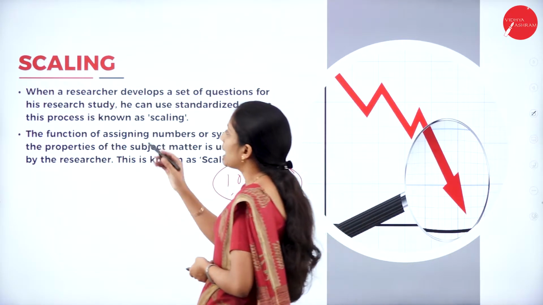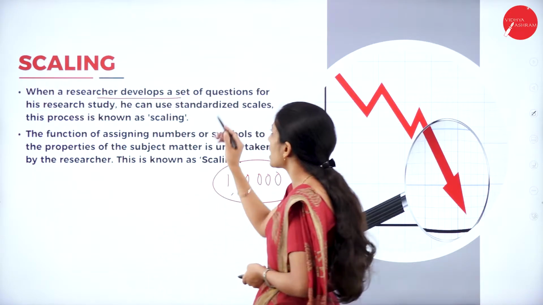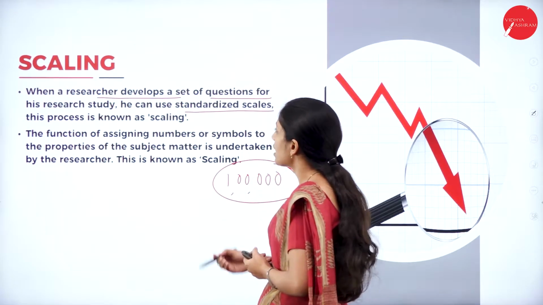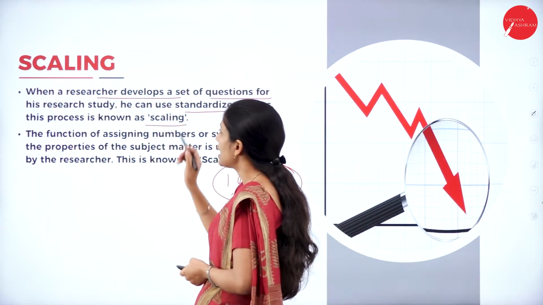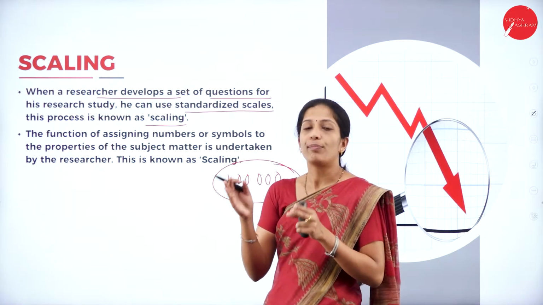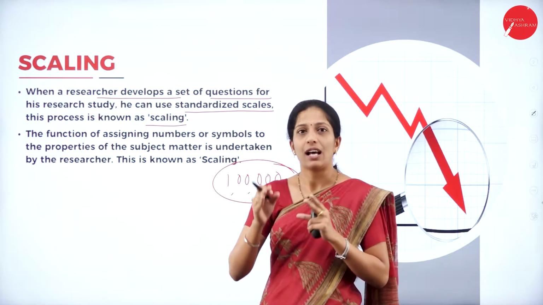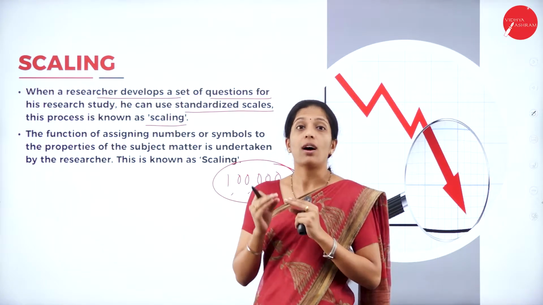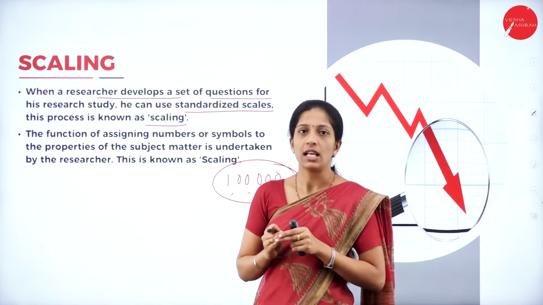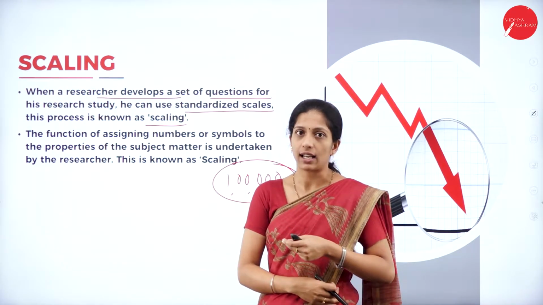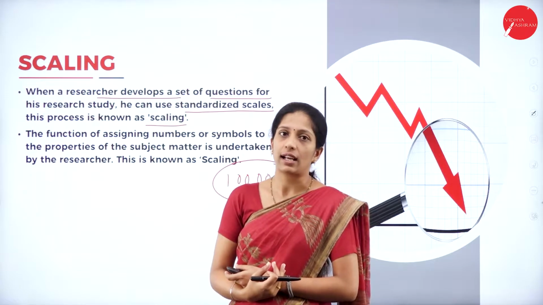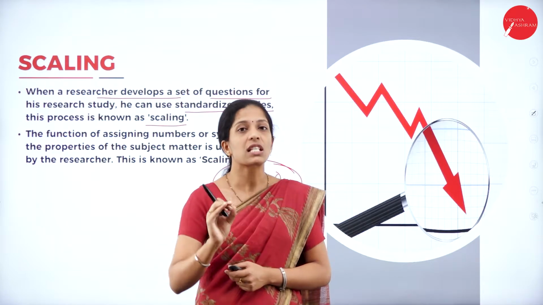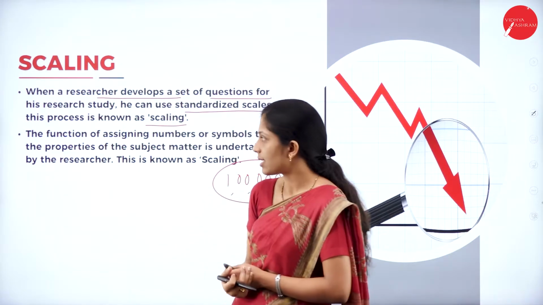Now coming to scaling: when a researcher develops a set of questions for his research study, he can standardize scales. This process is known as scaling. That is, in order to make the information very simple, that has to be recorded in the research report. So that simplification or standardization of information is called what? Scaling techniques. There are many scaling techniques. That process of standardizing the information by using scaling techniques is called scaling.